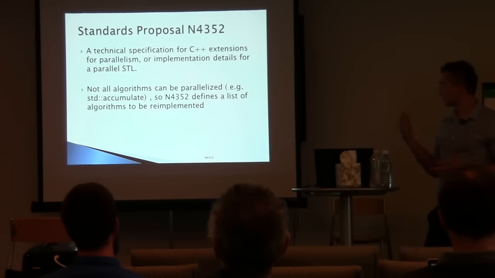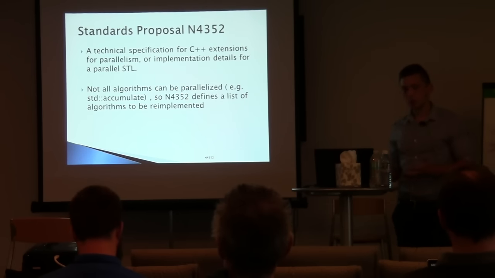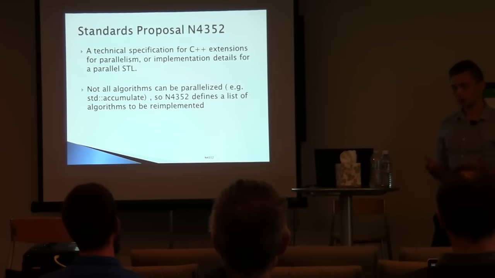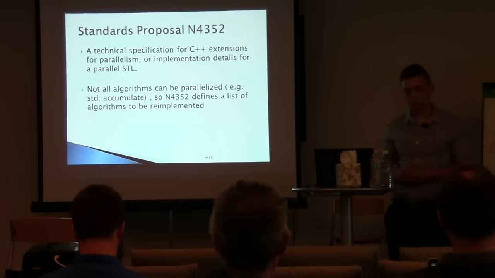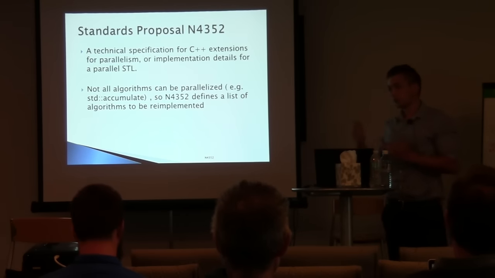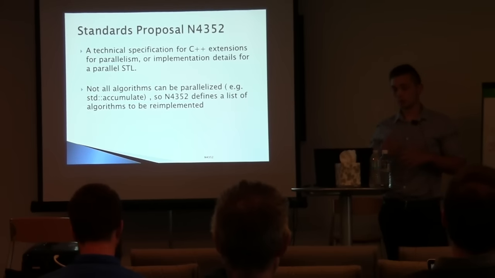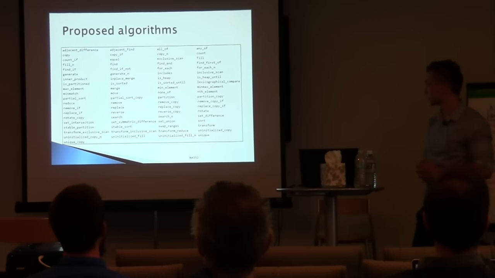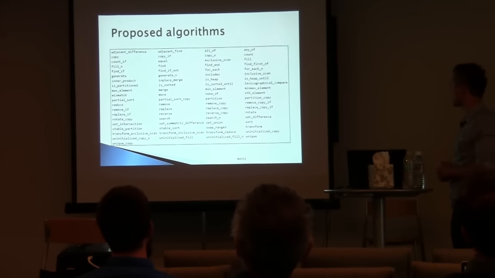Now, standards proposal N4352 is the technical specification which outlines how we would go about accomplishing a parallel STL. In this document, it talks about any of the new requirements, any of the new details that would go into this library, as well as defining a new list of the algorithms that would be parallel. Because not all the algorithms inside of the STL can be parallelized initially. You have something like accumulate, for example, where the first value depends on the previous value, so therefore it cannot actually be parallelized.